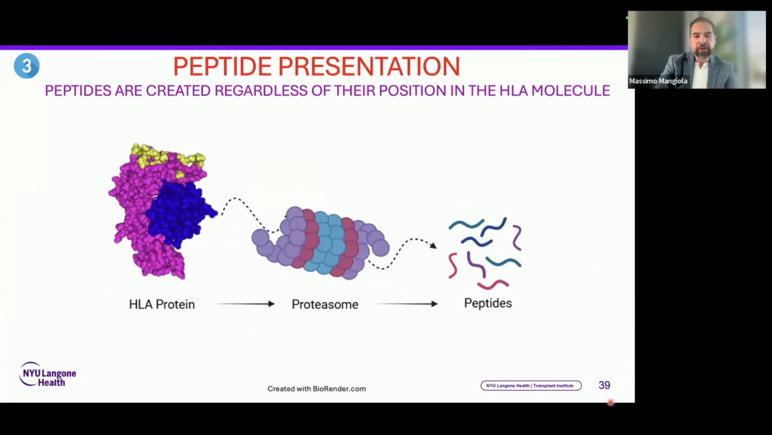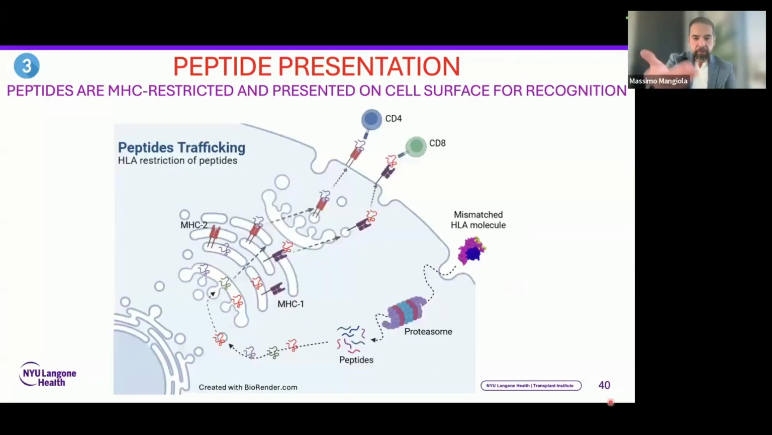As you know, when an HLA protein is processed by the proteasome into peptides, those peptides will derive from any position in the HLA molecule. Some of them will be self, some of them will be non-self. These peptides will be shuffled through the trafficking of peptides inside the cells and loaded into either MHC1 for presentation to CD8 or MHC2 for presentation to CD4. And the origin, the physical location of this peptide in the initial molecule, does not really matter.